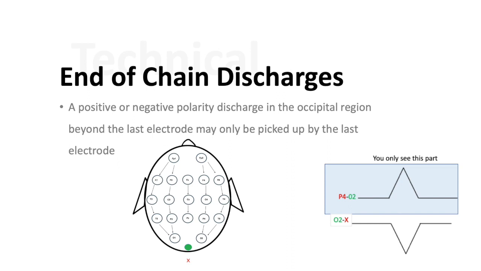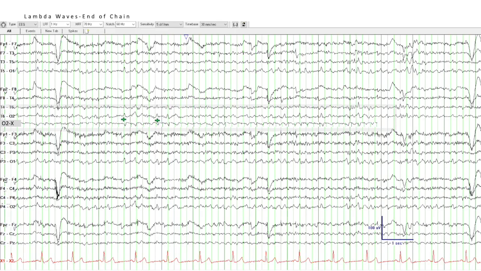So let me demonstrate what that means on an actual EEG. I mirrored this image to make this, but essentially imagine here, you're only looking at the occipital region. You see this negative deflection here, which is the lambda wave. However, in O2, I added an imaginary electrode X. So now you have an additional electrode. So what you would see is it would look like this because it's an end of chain positive polarity discharge. So you would have these waveforms actually go in opposite directions.